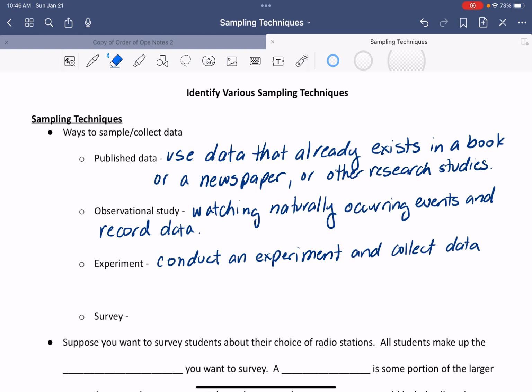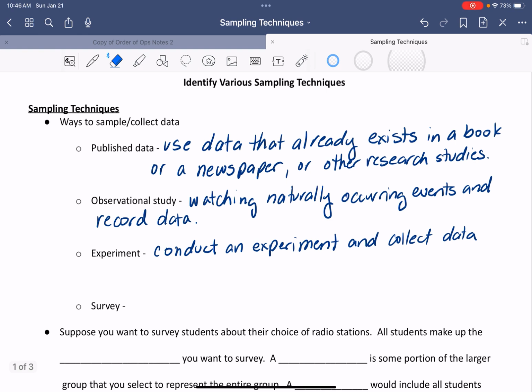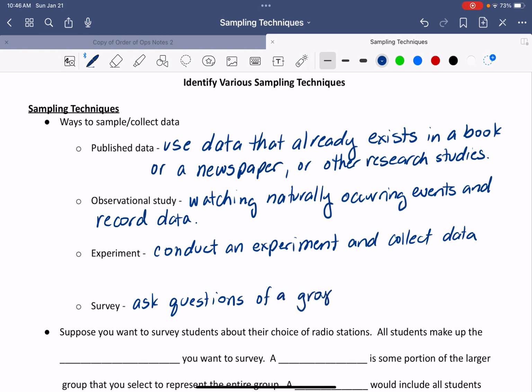And then lastly, you might experience seeing or get a sampling technique called a survey. So in this instance, you guys know what a survey is. It's when we just ask questions of a group of people and record the data.